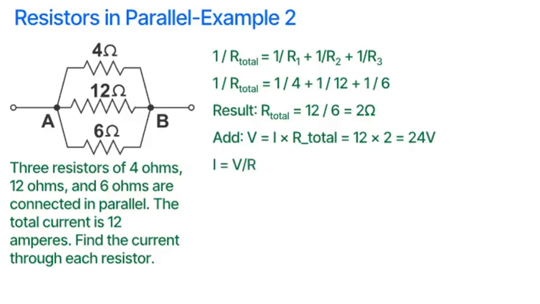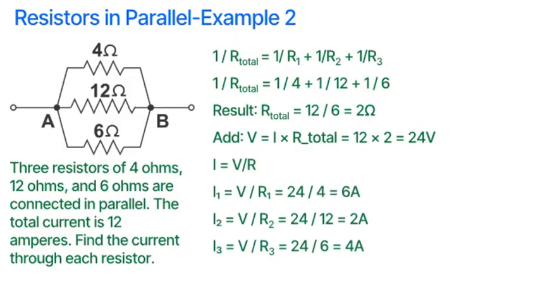Now calculate the current through each branch. Using the formula, current equals voltage over the individual resistance. So the current through the 4 ohm resistor is 6 amperes. Through the 12 ohm resistor is 2 amperes. And through the 6 ohm resistor is 4 amperes.